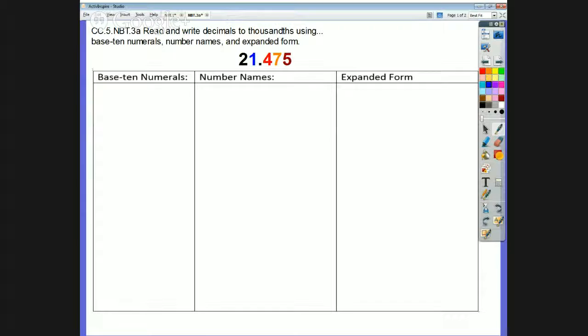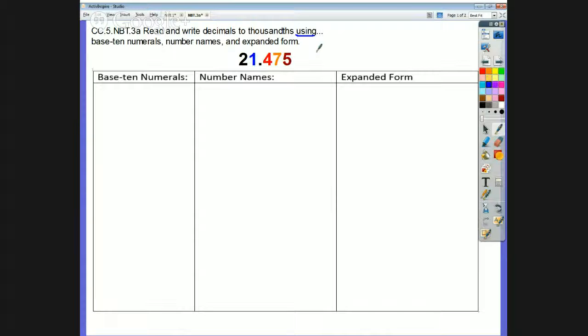I know we discussed NBT.3a at the end of class previously, and I'd like to discuss a little bit more in this blog post and give you some examples of how to meet this standard. The standard is to read and write decimals to the thousandths place, and specifically using three different forms. Of course, those forms we have some experience with as well.